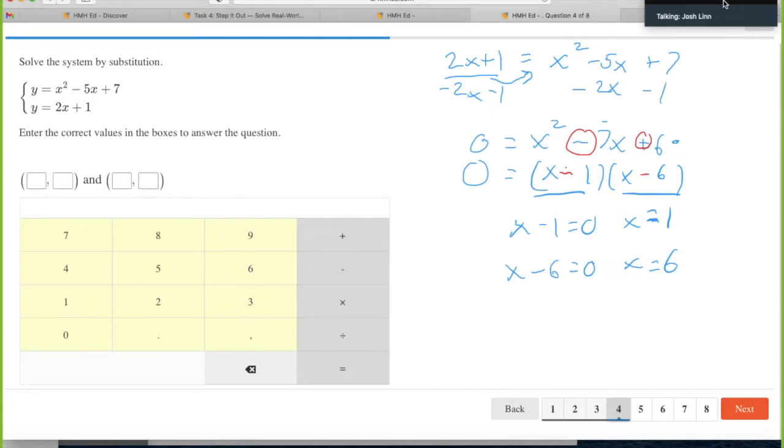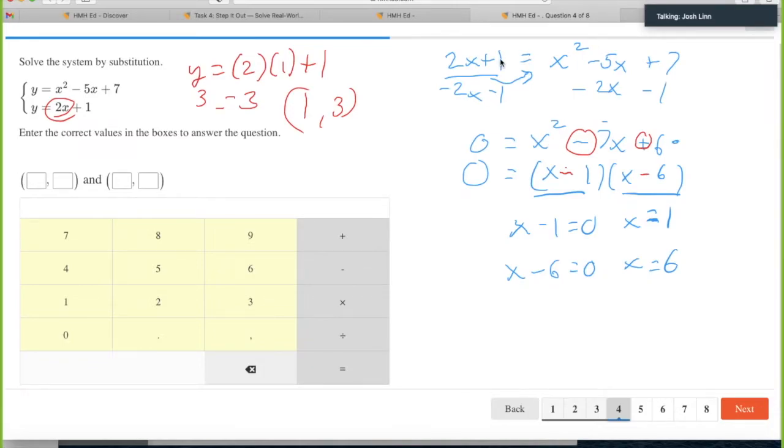Oh, I'm not done yet. So I've got two x points. Now I need the corresponding y points. So for x equals 1, we're going to plug our 1 back into this initial equation because it's the easier one. So we've got y equals 2 times 1 plus 1, which equals 3. So our first answer is what? A point called 1, 3.